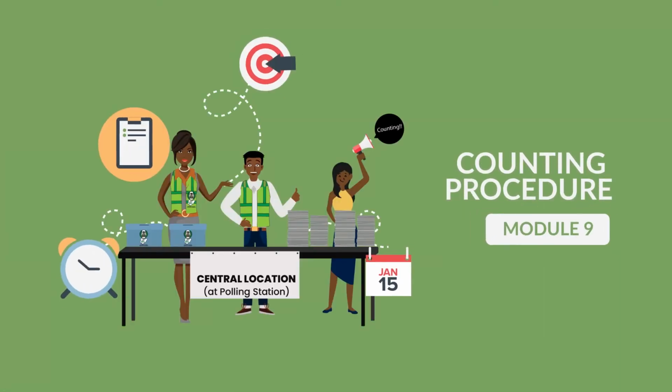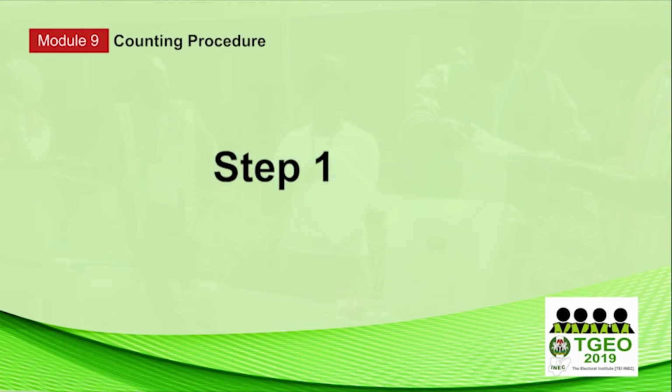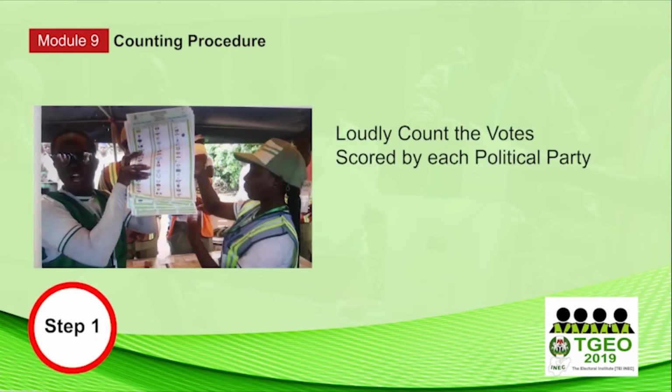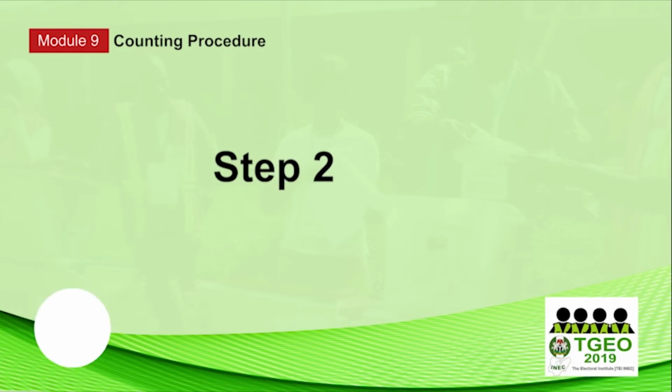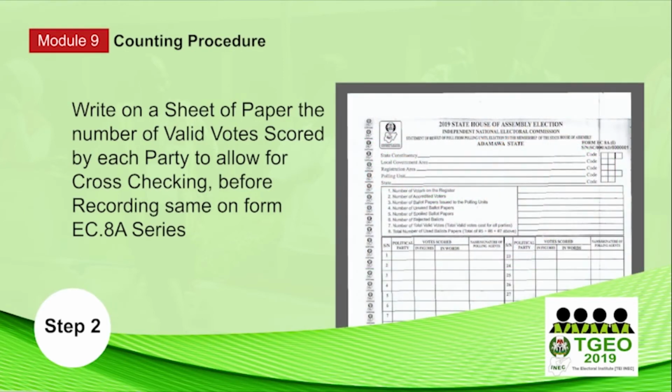Module 9. Counting procedures. Immediately after sorting of ballots, the presiding officer (PO) shall: Step 1. Loudly count the votes scored by each political party. Step 2. Write on a sheet of paper the number of valid votes scored by each party to allow for cross-checking before recording same on Form EC8A series.